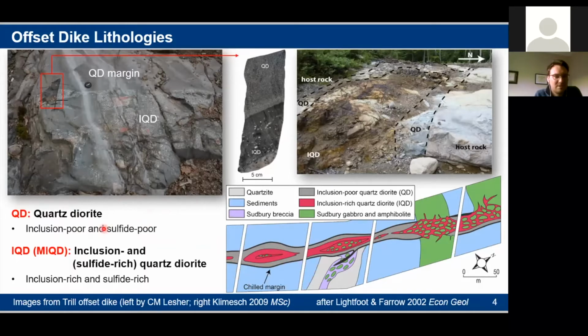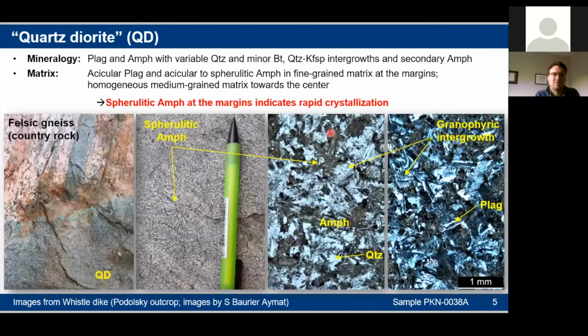The second lithology is also a quartz dioritic lithology, but this time it's inclusion-rich and sulfide-rich. You can see it here in the sketch in the red colors with the green clasts, as well as here in the outcrop pictures. You can see it located on the bottom here and in the center here. And these IQD or MIQD lithologies often occur in the center of the dikes. You can see this quite nicely here at the Trill outcrop, where we have the QD at the margins and then the IQD, which is mineralized, in the center. And this is a typical setup where we have the QD at the margins and the IQD at the center, which we see quite often in the field.